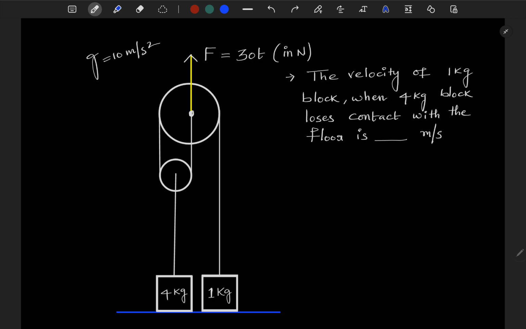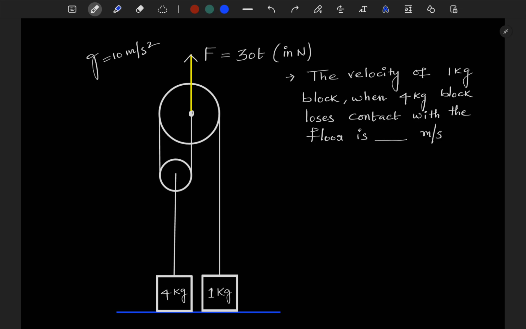The bigger pulley is being pulled up with force F equal to 30t Newton, which means it is variable and depends on time. The force is in Newton. g is supposed to be taken as 10. The velocity of the 1 kg block when the 4 kg block loses contact with the floor is dash. So that's our question. So here is the situation.